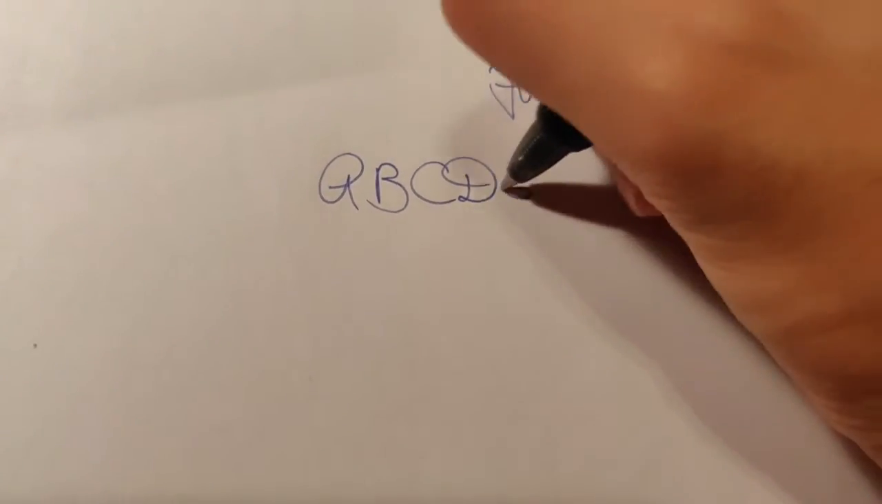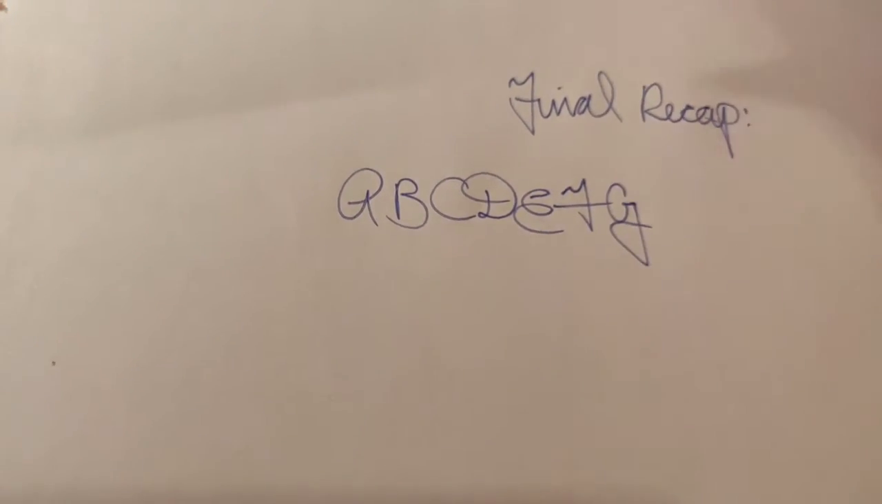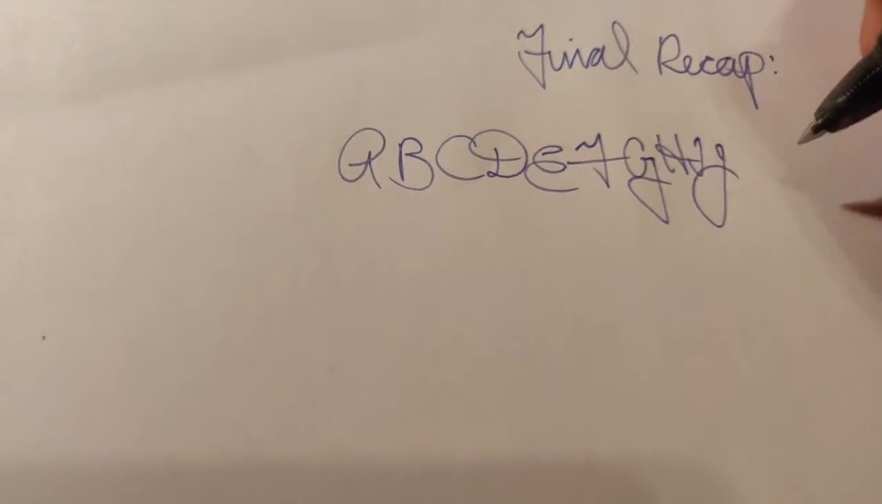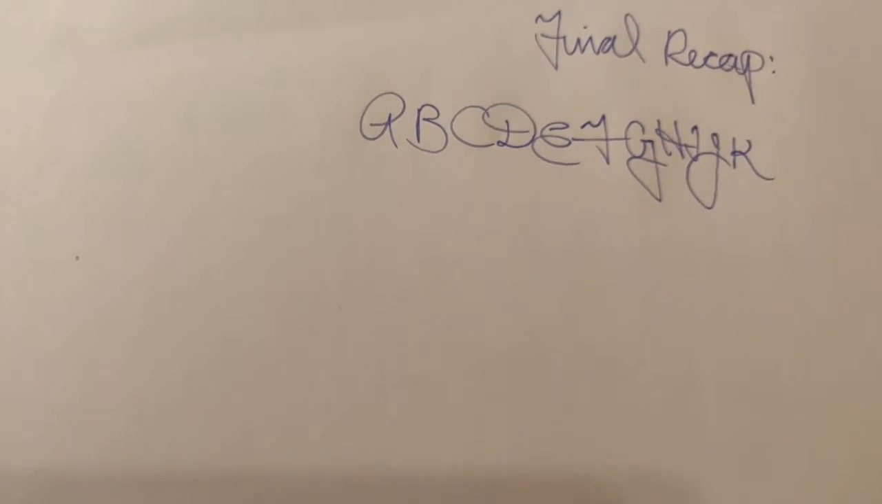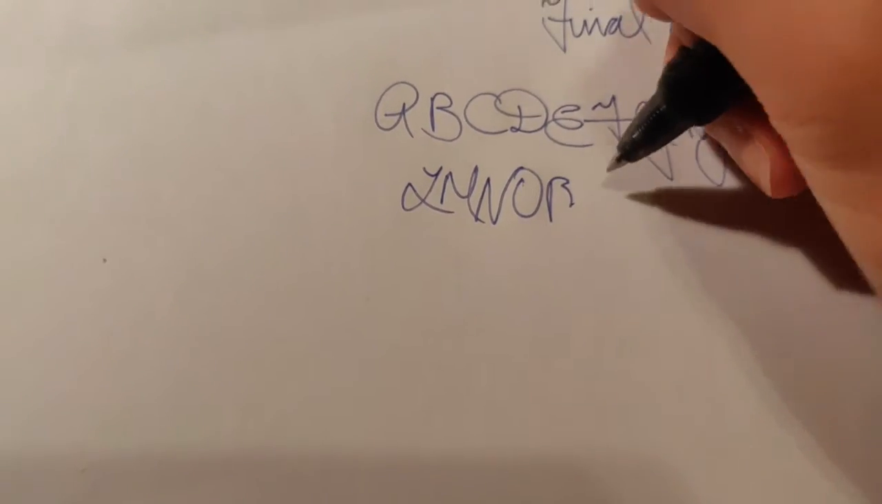So, a final recap, writing that in cursive as you can see, connecting everything together. Capital letters don't connect. B, C basically looks the same as regular handwriting. F and G quite different. Got H, I, J, again loops, K, M, N, O, P, quite straightforward.